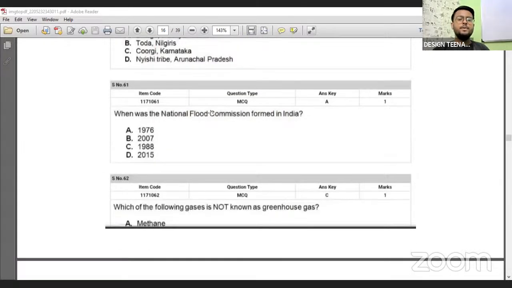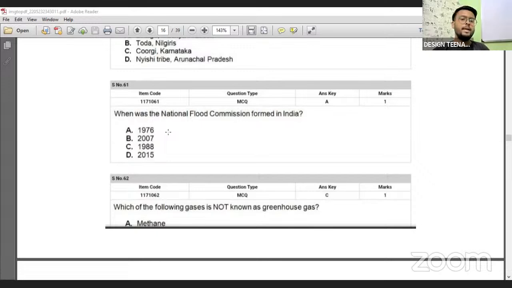Now, when was the National Flood Commission formed in India? This is very general knowledge: 1976. I told you earlier that dates are not that important to remember, but some dates do come. Again, mark out the question, don't leave it. If you know the answer, well and good. If you don't know, mark what you feel can be the answer.